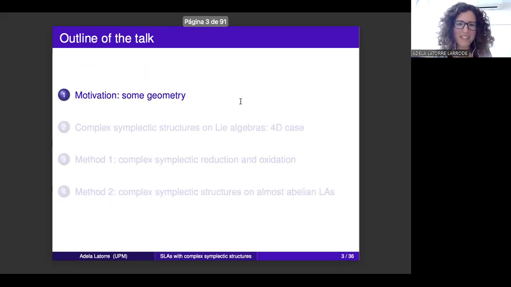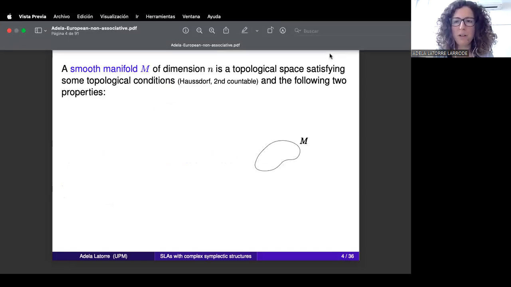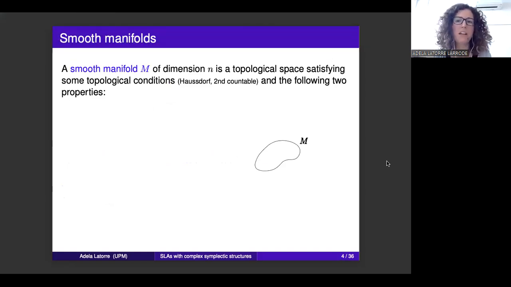So let me start with some geometry. I'm going to start from the very beginning so that we can all understand the problem and see how algebra enters in this kind of geometric construction. I think we all studied this notion of a smooth manifold in our undergraduate studies. So we start with a smooth manifold of dimension n, which is a topological space satisfying some topological conditions. I will not talk about them.